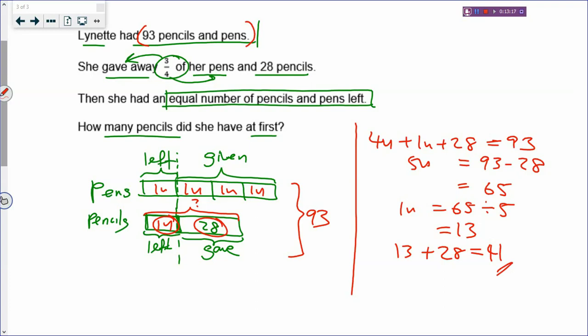Alright, so we come to the end of our model drawing lesson. You can see that by now we have done quite a number of model drawing lessons already. So hopefully you have built the confidence now to draw your model.